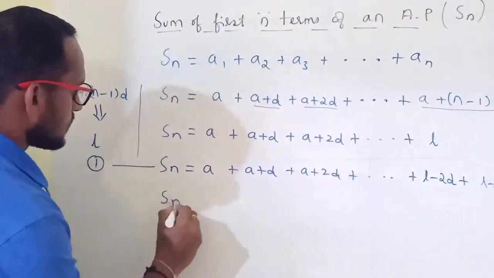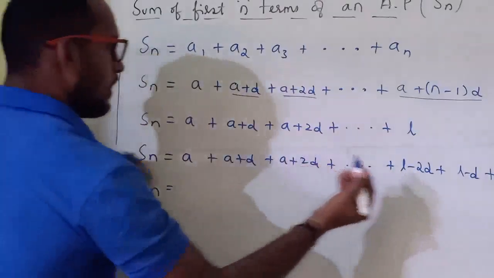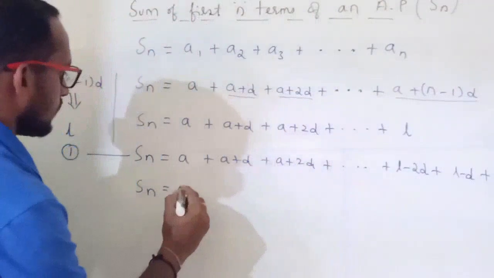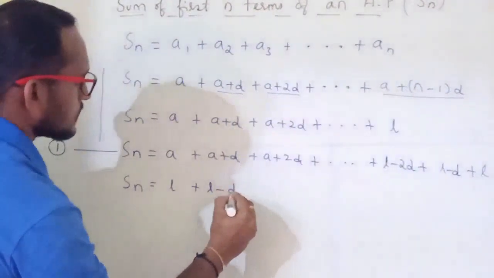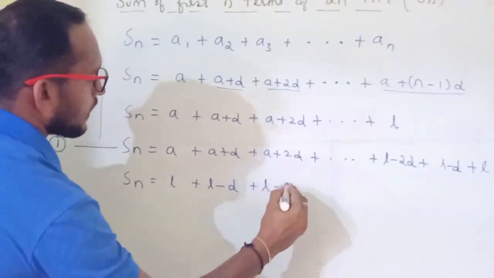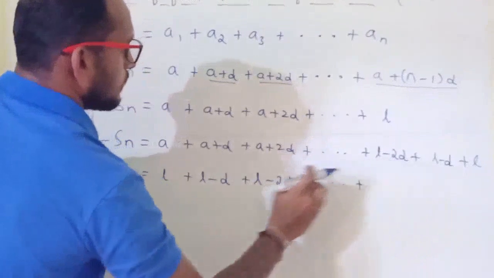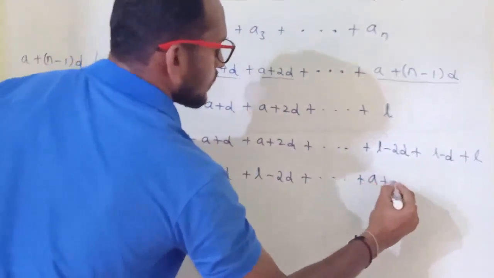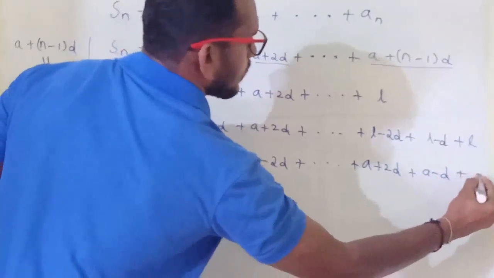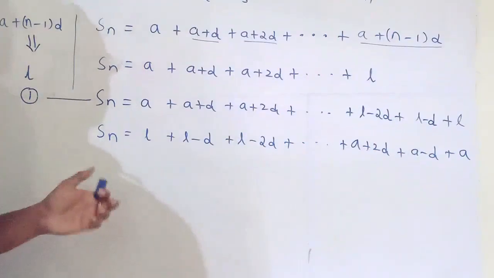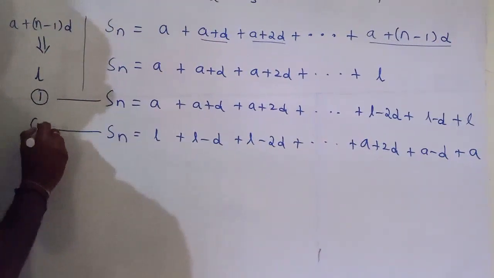Now, I'll write Sn once again by reversing the terms. When you reverse it, it becomes l plus (l minus d) plus (l minus 2d) plus etc., and at the end, a plus 2d plus a plus d plus a. I reversed it, and I'll call this equation 2.